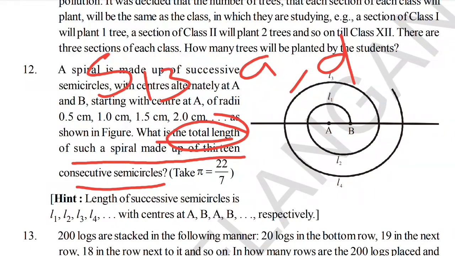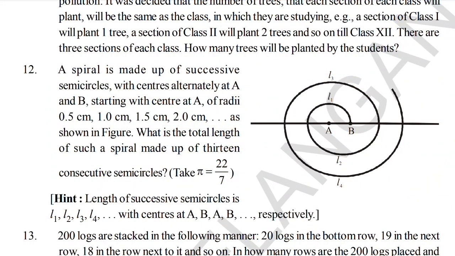So let's prepare the list of the numbers. Here in the bracket he gave that the lengths of successive semicircles are l1, l2, l3, l4, dash, with centres at A, B respectively. See here l1 semicircle formed with centre A, l2 semicircle was formed with centre B, l3 semicircle was formed with centre A. So alternately the centres are changing, A, B, dash. So let's prepare the list of the numbers here.